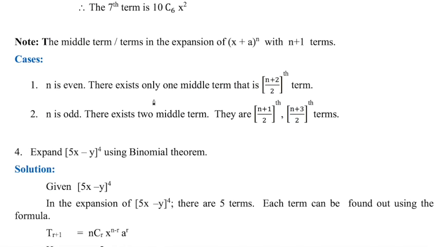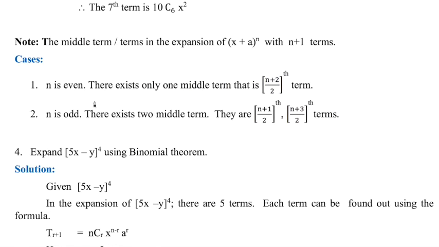If n is even, there exists only one middle term, that is the (n plus 2) by 2th term. If n is odd, there exist two middle terms. They are the (n plus 1) by 2 and (n plus 3) by 2 terms.